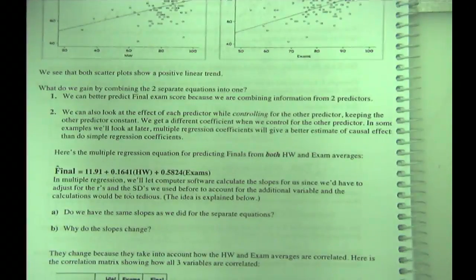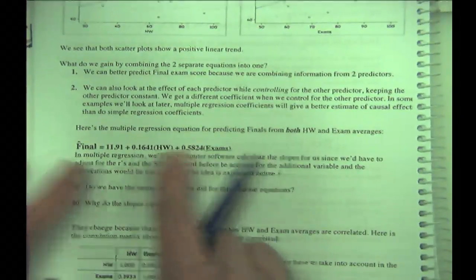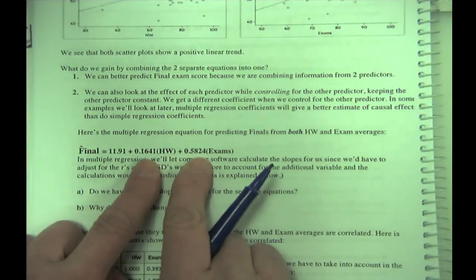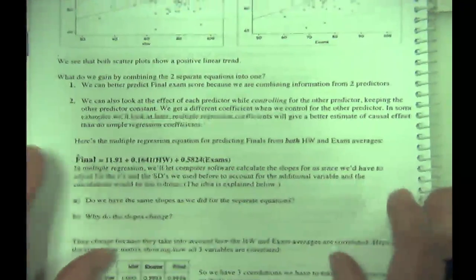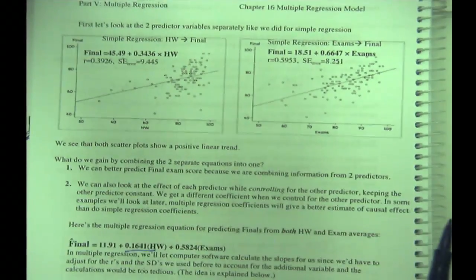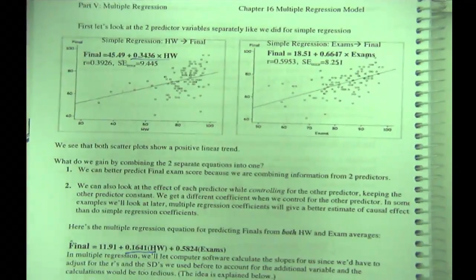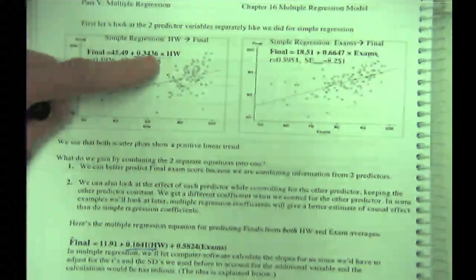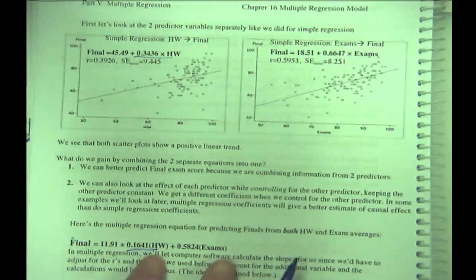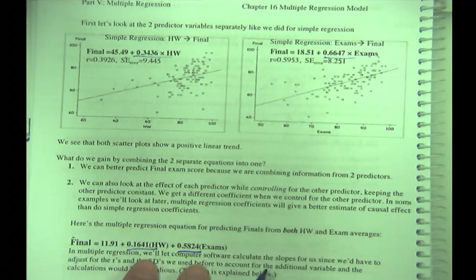So, the question is this. In multiple regression, we've got these two slopes. You see these two slopes? This is what I'm trying to explain. This slope is not the same as this slope. When you combine homework and exams, this one is not the same as that. That's what I'm trying to explain here.